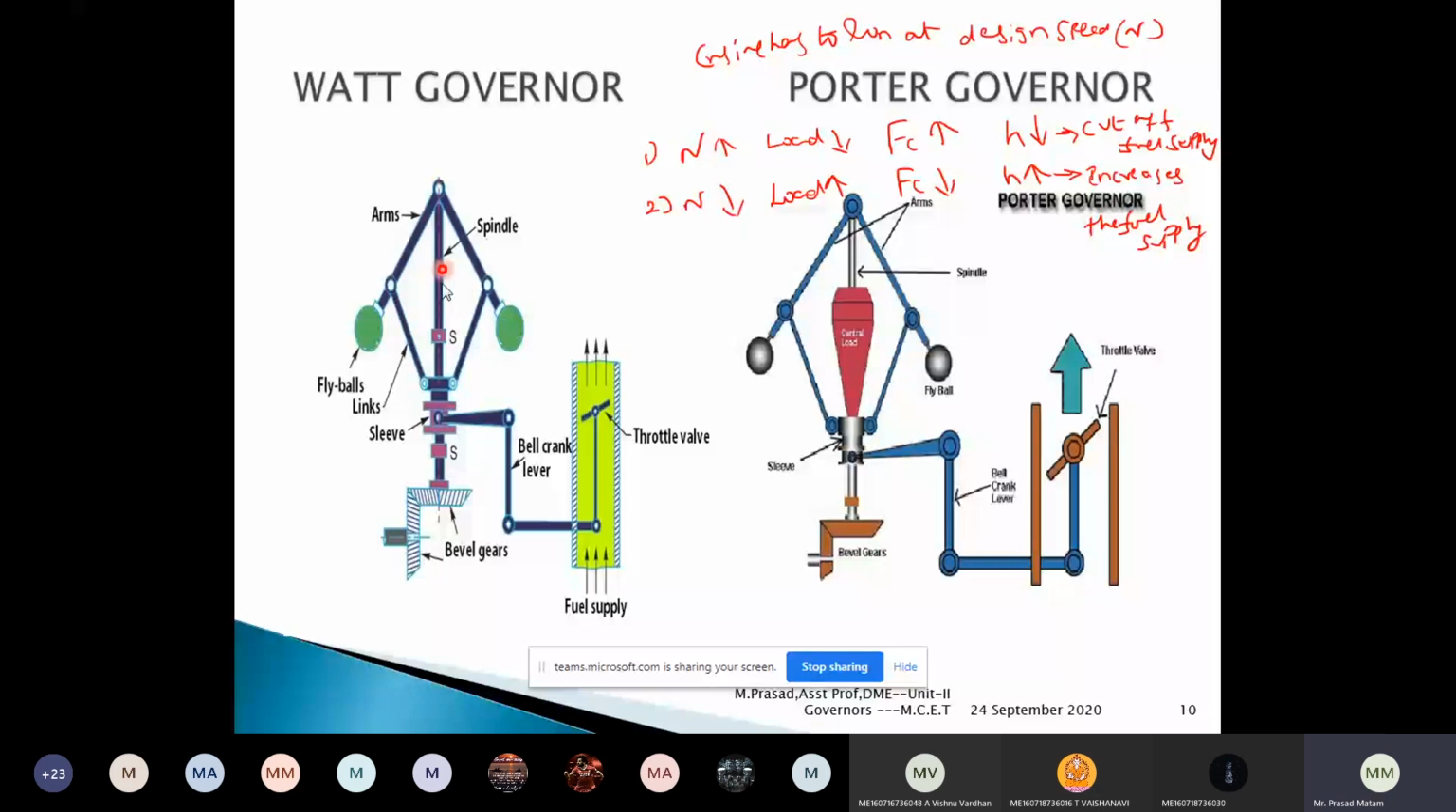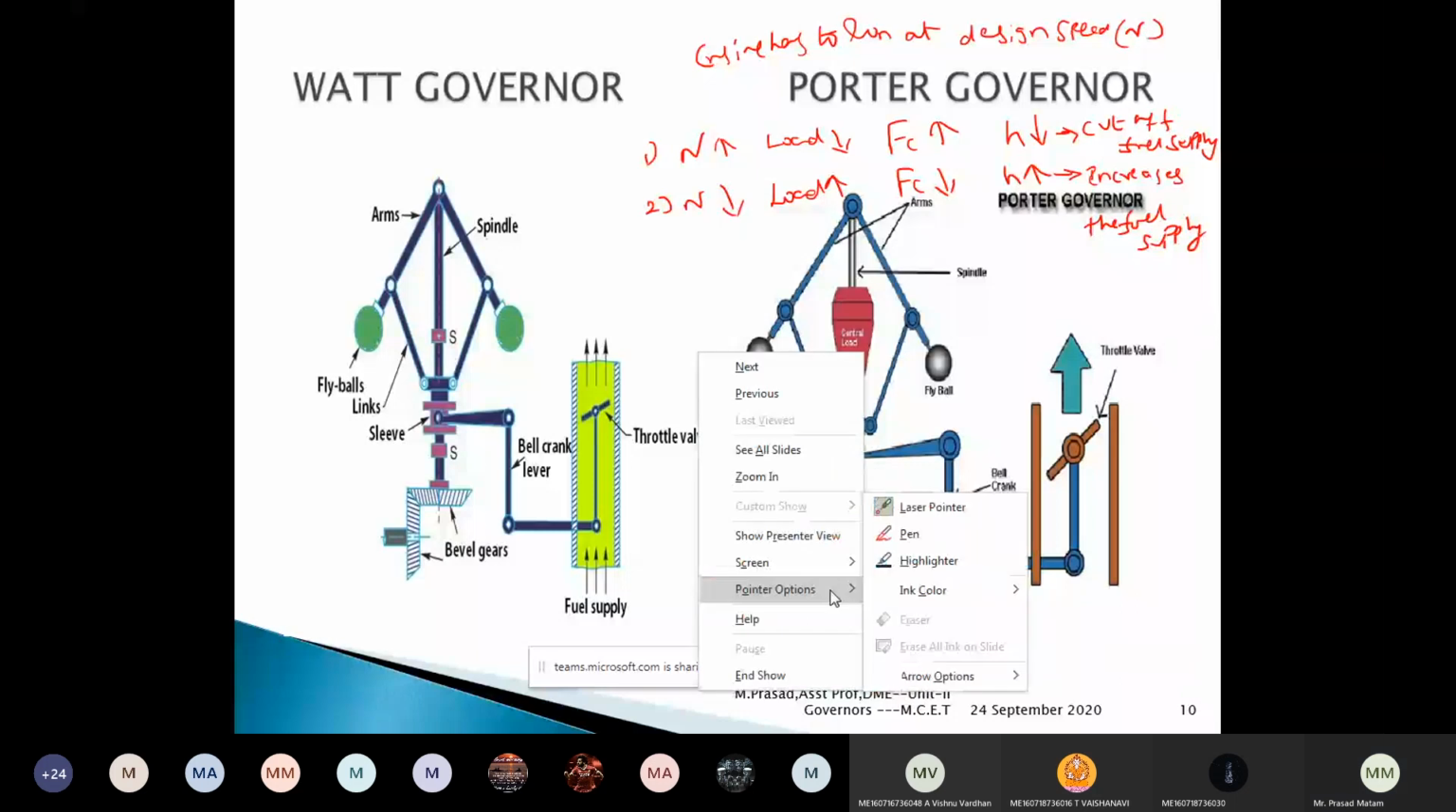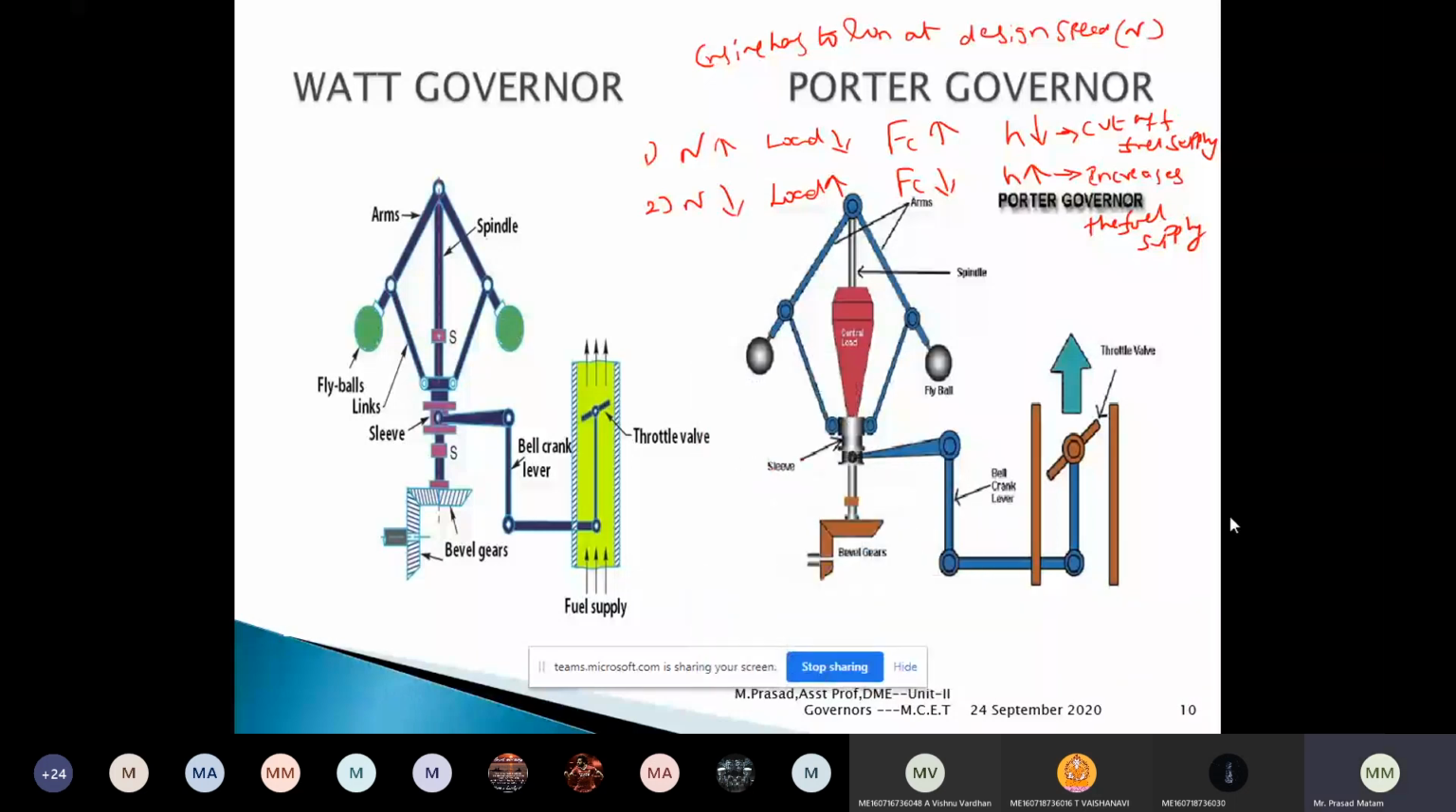Now let us derive the relationship between the height and speed of a Porter governor. This we can do by two methods. One is the force method, resolving the forces, and the second one is the instantaneous center method. We are going to find the relationship between the speed and height of a governor by these two methods: the resolution of the forces, and the instantaneous center method.